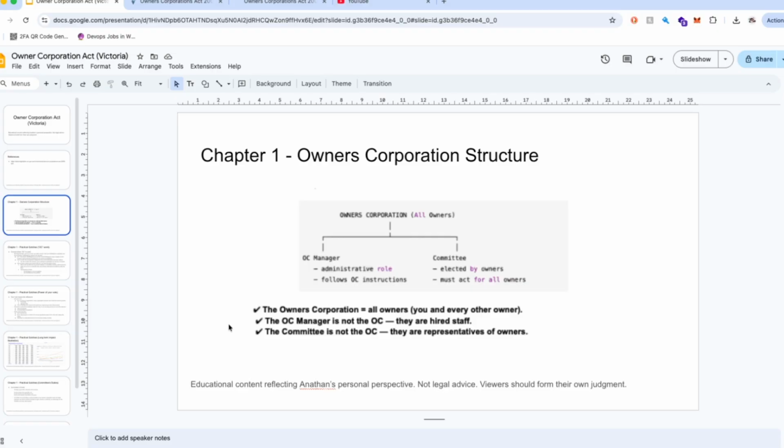Now keep in mind the three things. The Owners Corporation is all the owners, which means it's you, it's every other owner. The OC manager is not the OC. They are hired to perform its duty for the OC. The committee is not the OC. They are representatives of owners, and they must act in the interest of the OC.